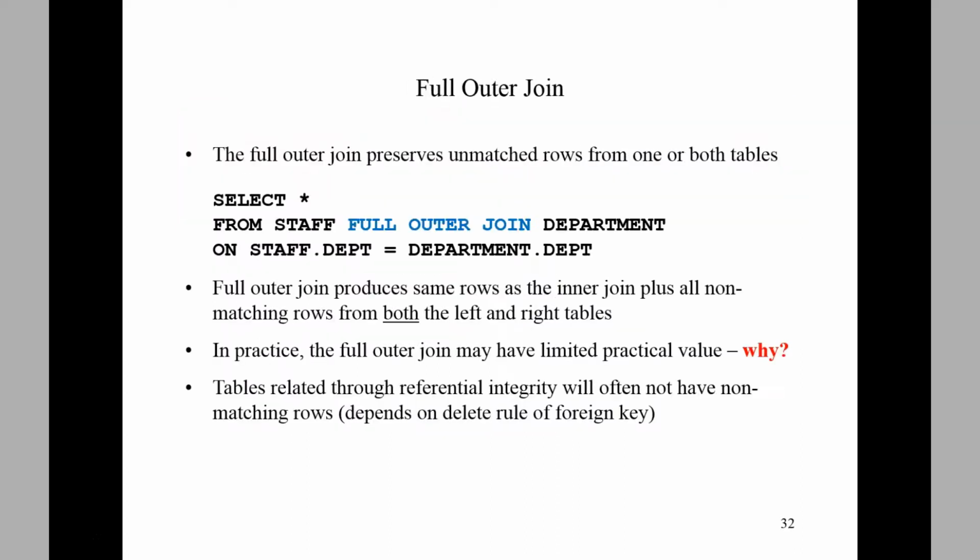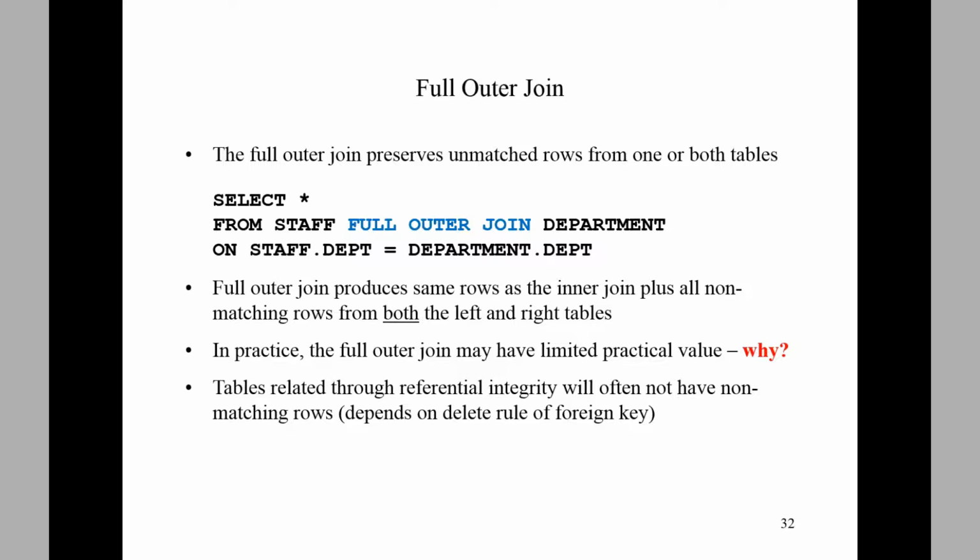Another operation is the full outer join. In this outer join, we preserve unmatched rows from both of the tables. But it's also possible that there might not be any unmatched rows in either table. So we can state that the full outer join preserves unmatched rows from one or both tables. It's targeting the potential to preserve unmatched rows from both tables.